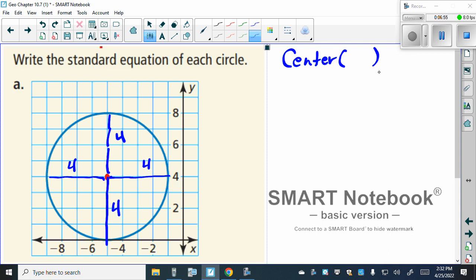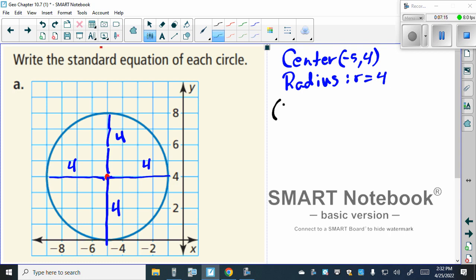And what is that point? It's at (-5, 4), because the x value is -5, and we went up 4. Now the radius is 4.